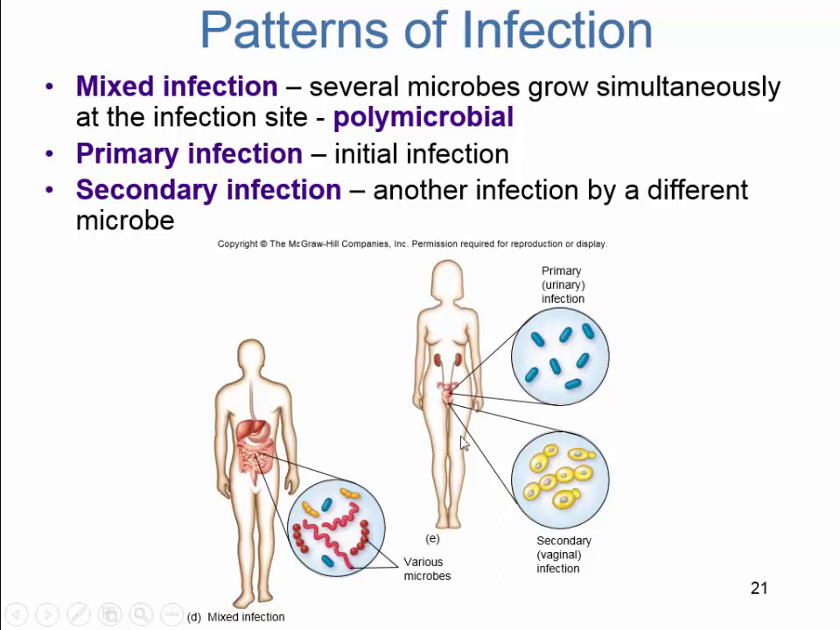And so that secondary infection in the vaginal tract could have been a manifestation of antibiotic use causing a yeast infection, or it could be a secondary bacterial infection in the vaginal tract. By this image, it's showing distinct yeast cells.